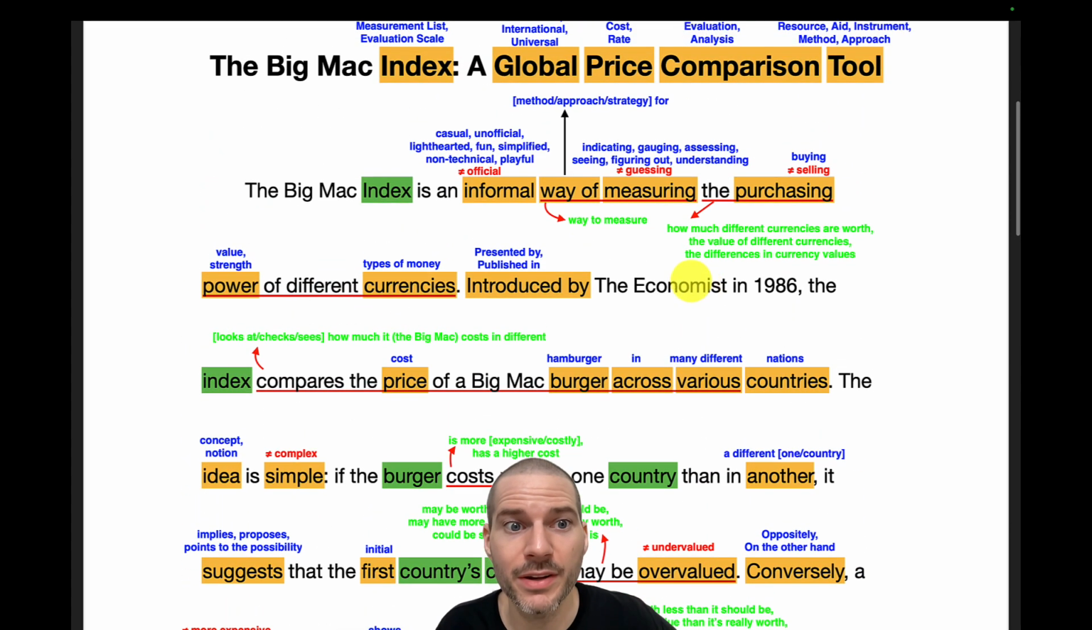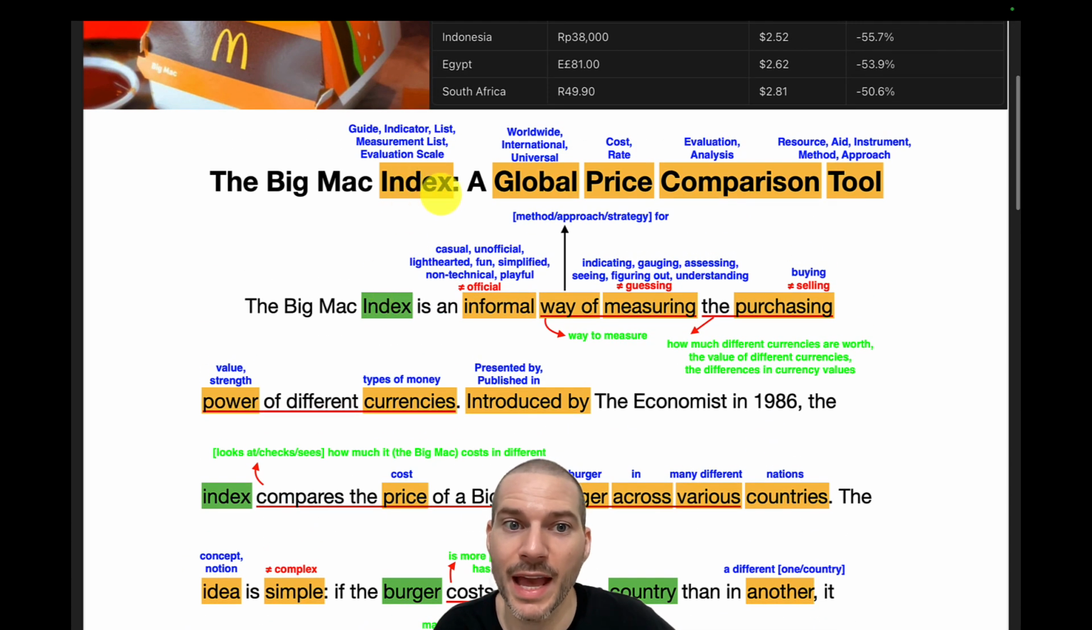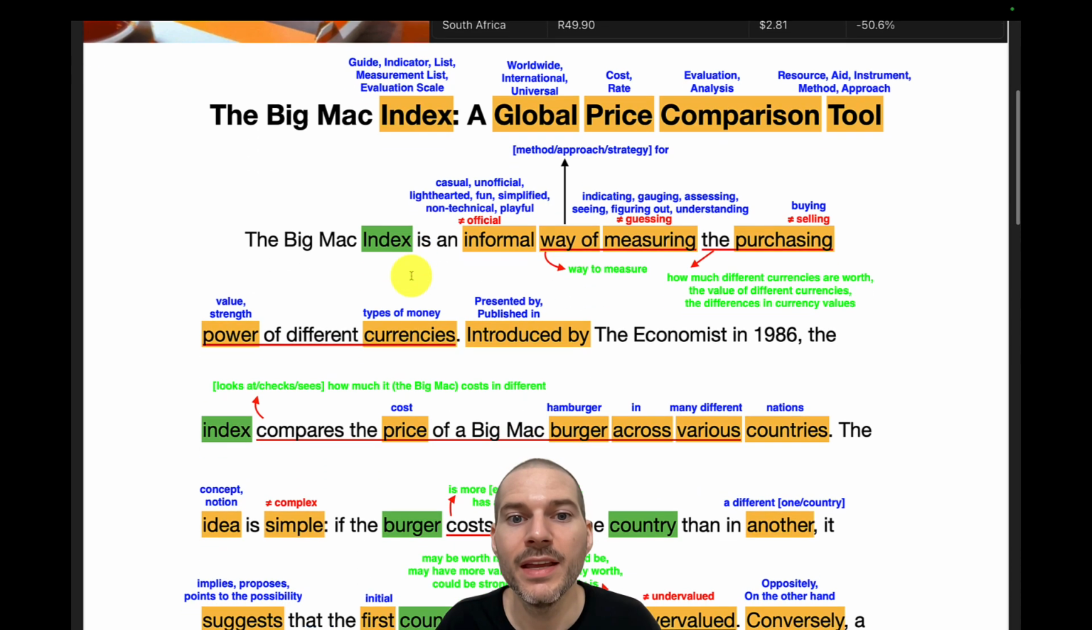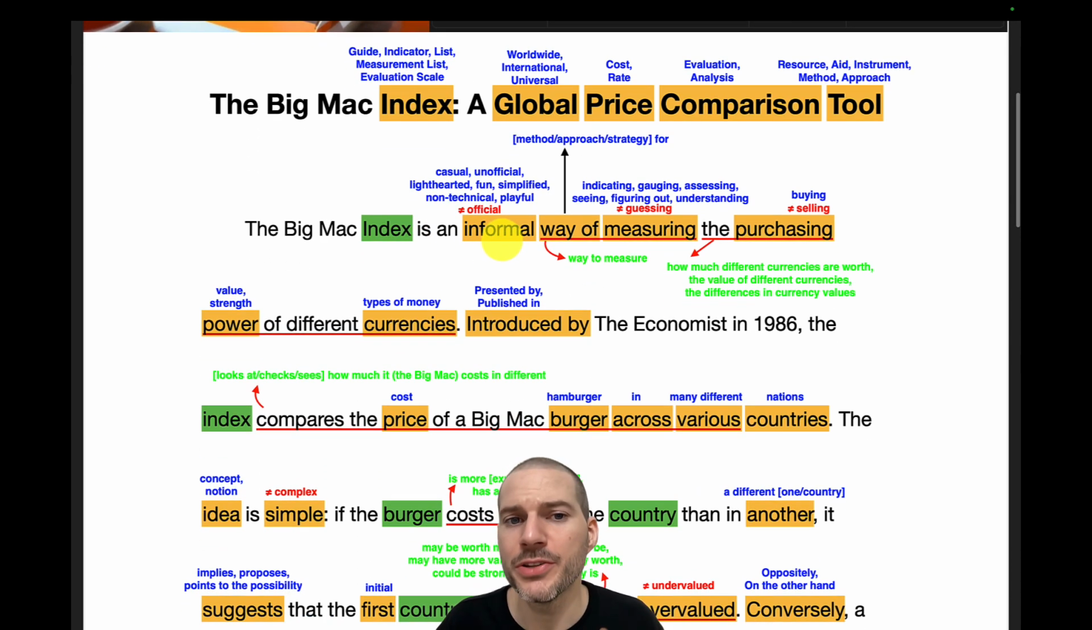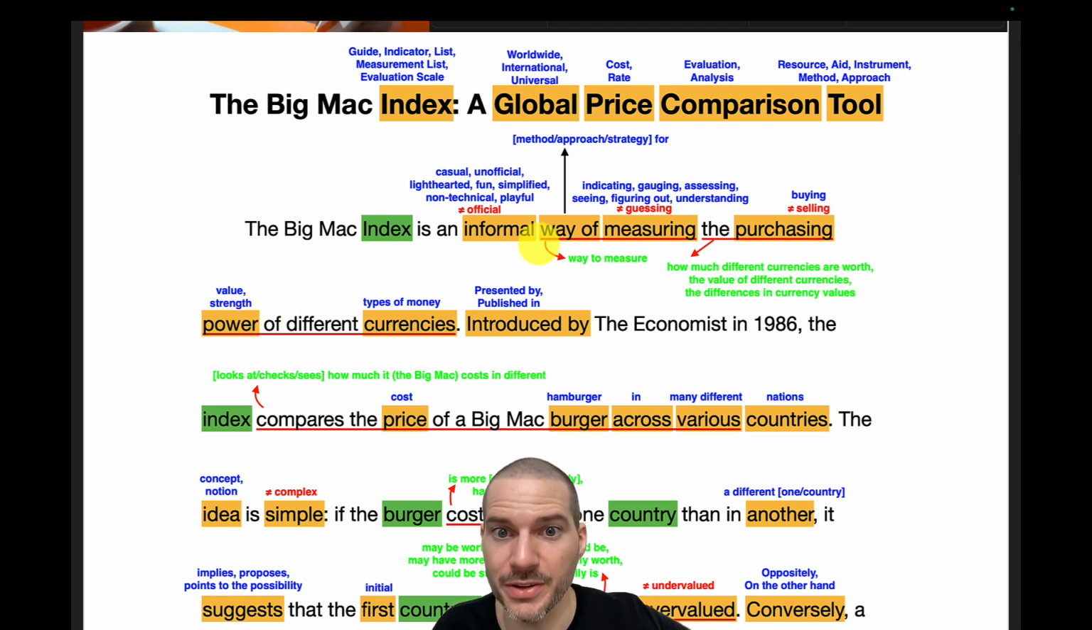Let's come back and read. The Big Mac Index, so index is in green because we already had it here. I will do that with words we've already talked about, okay? Is an informal. So it's informal, casual, unofficial, lighthearted, fun, simplified, non-technical, and playful. The antonym is official. So this is not an official way to measure purchasing power, but you can use it to help you. So let's continue.